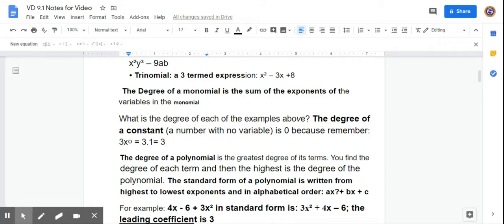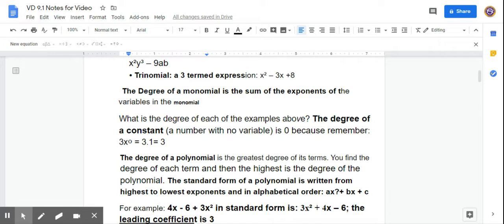The degree of a polynomial, so the degree of a many-termed expression, now you have an expression with more than one term, is the greatest degree of its terms. So you're going to find the degree of each term, and then the highest one is going to be the degree of the polynomial.